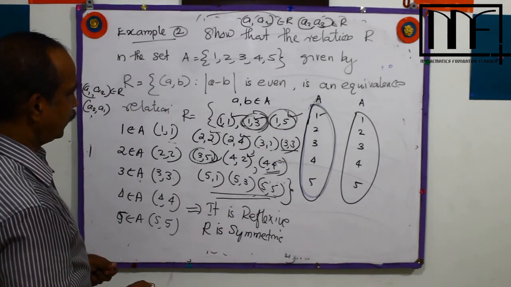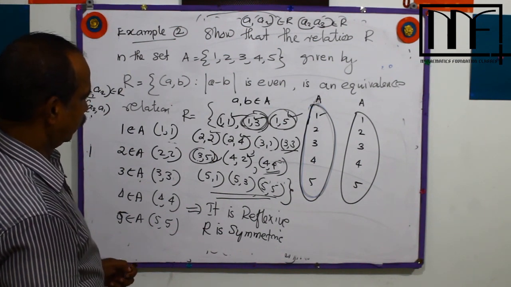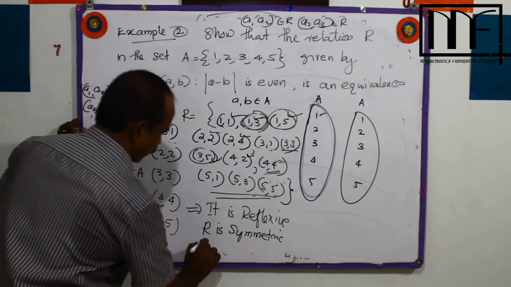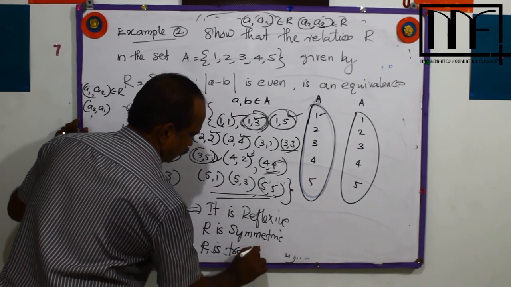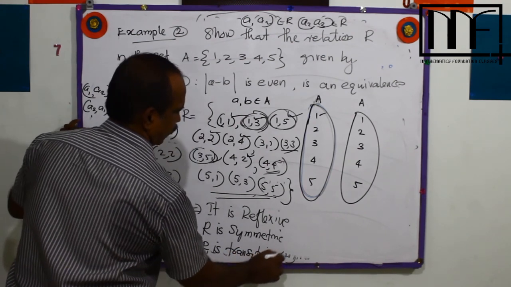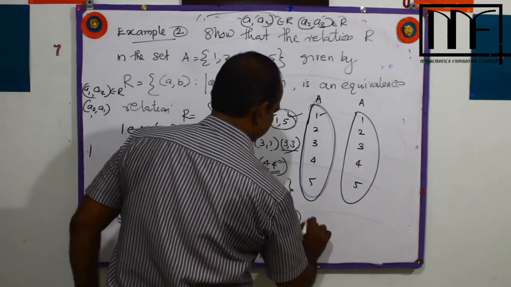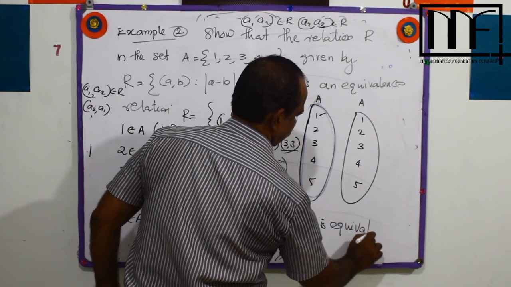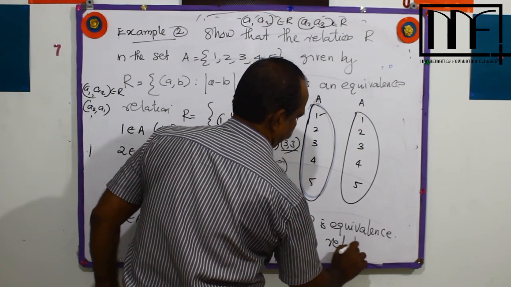Then 1 2 is not there. Okay, I think this is all. So R is transitive. So it is reflexive, symmetric and transitive, therefore R is an equivalence relation.